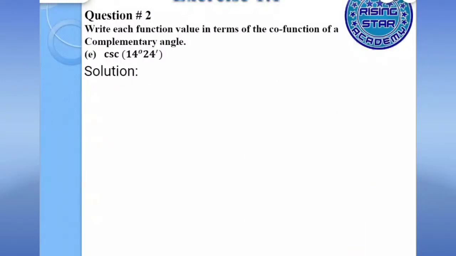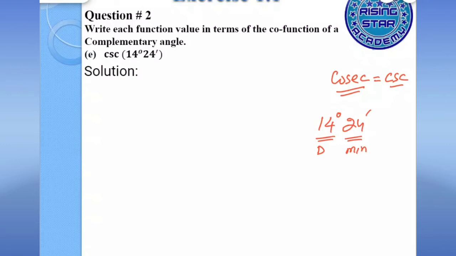Okay, for part E, we can see that we have CSC, that is basically the cosecant function. Cosec, that is a cosecant function, would be shortly written as CSC. Now, what is this cosecant function? That is the reciprocal of sine. The value given to us is in degrees, that is 14 degree and 24 minutes basically. This is our degree value. This is our minutes value.